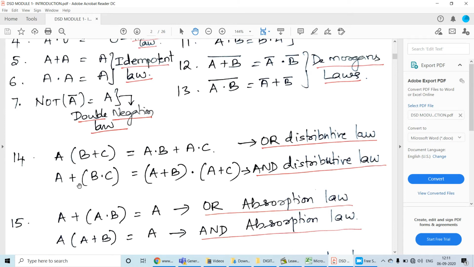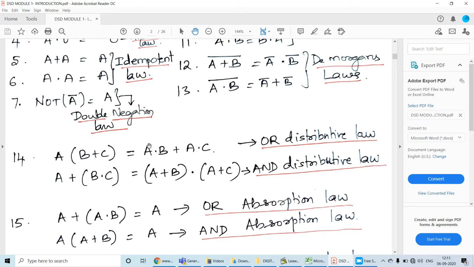Now the 14th is the distributive law. So we do have two different distributive laws here: one is the OR distributive law, the other one is the AND distributive law. Here A into (B plus C) would be equal to A into B plus A into C. Just multiply A with the B and C. That is what it is.